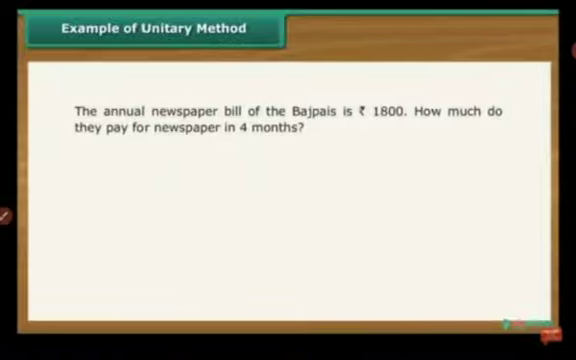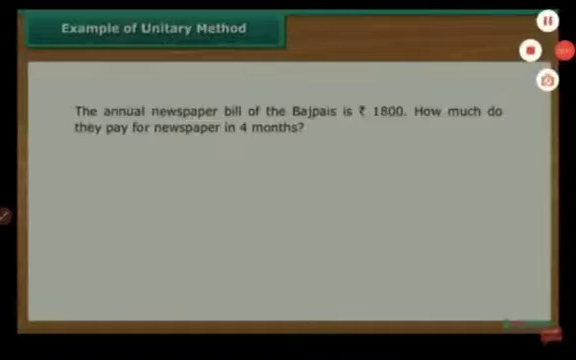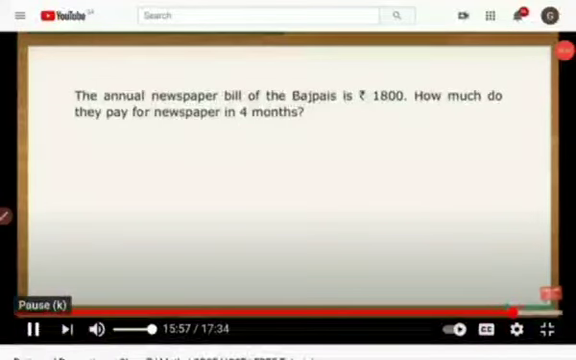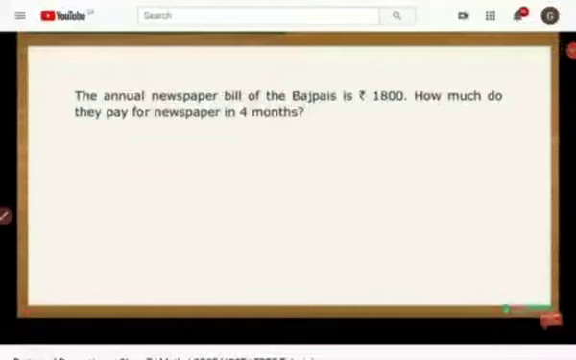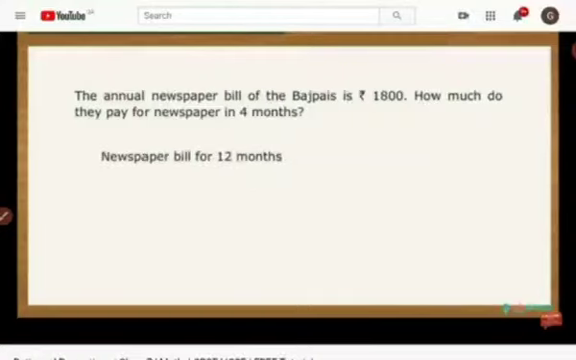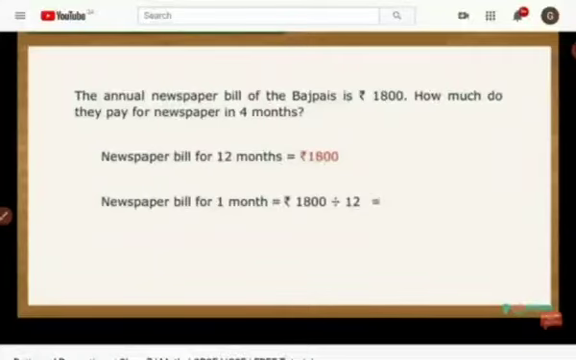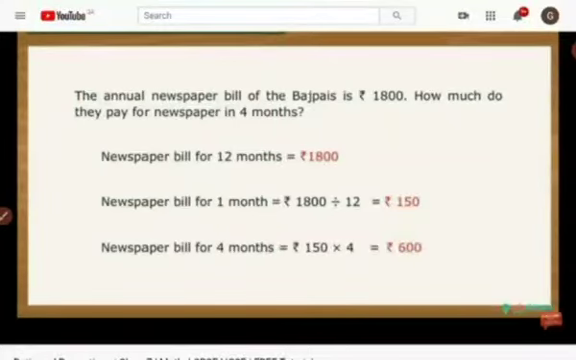Example of unitary method. The annual newspaper bill of the Bajpayees is rupees 1800. Is rupees 1800. How much do they pay for newspaper in 4 months? Newspaper bill for 12 months is equal to rupees 1800. Newspaper bill for 1 month is equal to rupees 1800 by 12, that is rupees 150. Newspaper bill for 4 months is equal to rupees 150 into 4 is equal to rupees 600.